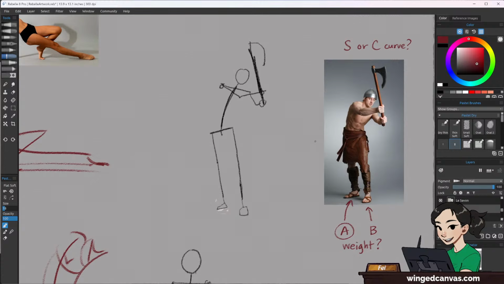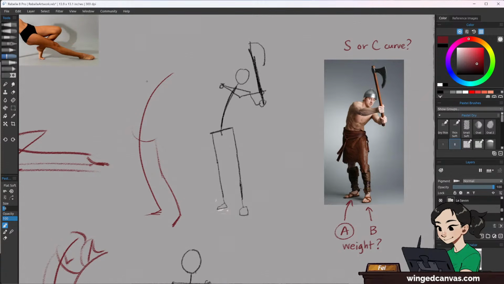In this pose, it looks like he's standing and posing for a photographer. So it's not a super action-y pose, right? But yes, generally, I would draw this as a C curve to get that action across. And if you drew it as an S curve, you're not wrong. It just depends on where he is in that swing, right?